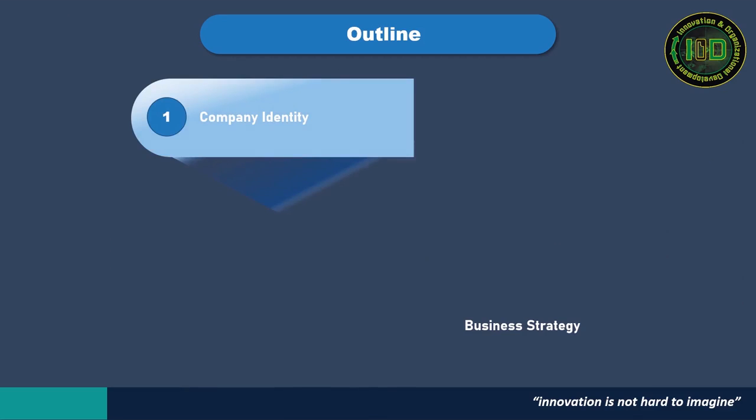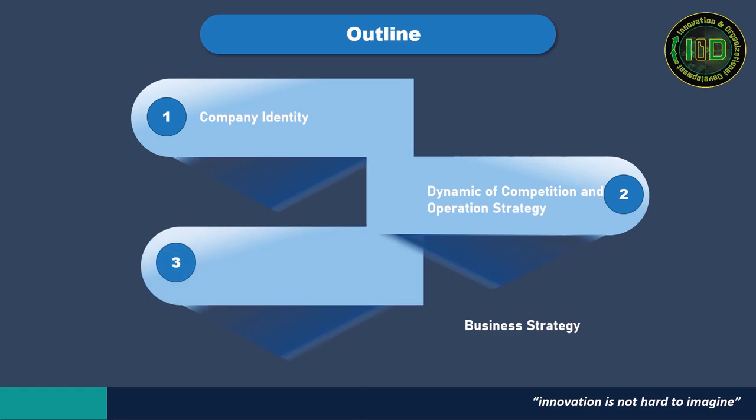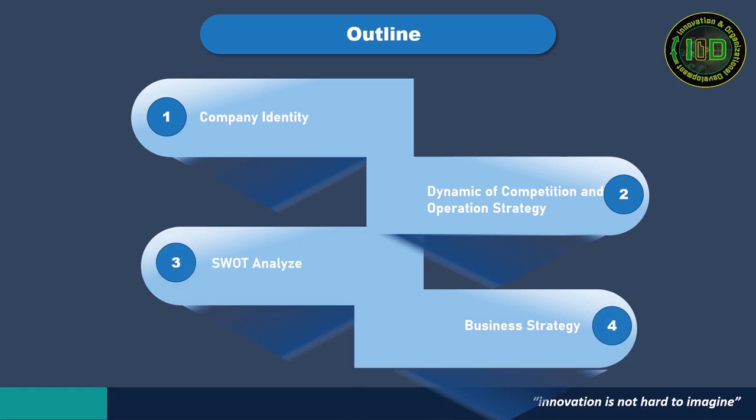Today, we will learn about first, company identity, second, dynamics of competition and operation strategy, third, SWOT analysis, and fourth, business strategy.